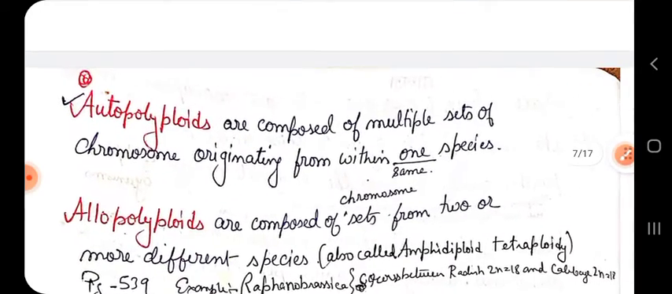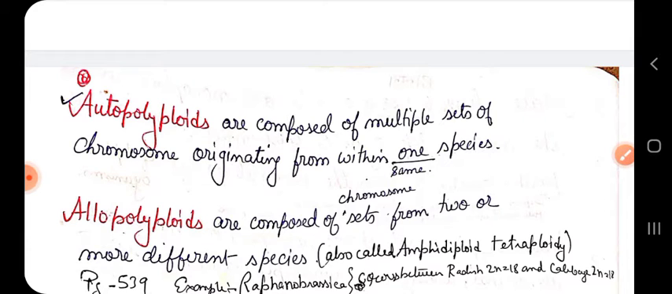What are autopolyploids? Autopolyploids are composed of multiple sets of chromosomes that have originated from within the same species. So from that same species, multiple sets of chromosomes are observed. Now this can occur by artificial induction with chemicals like colchicine, or it can be done through internal factors as well.